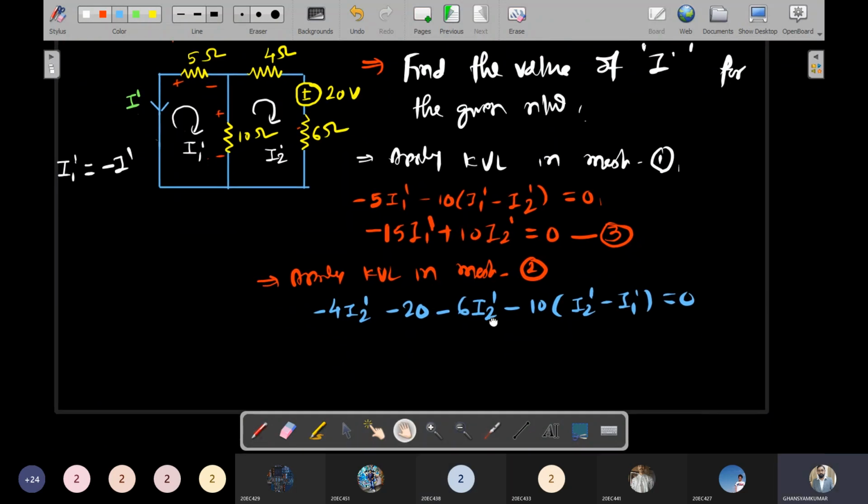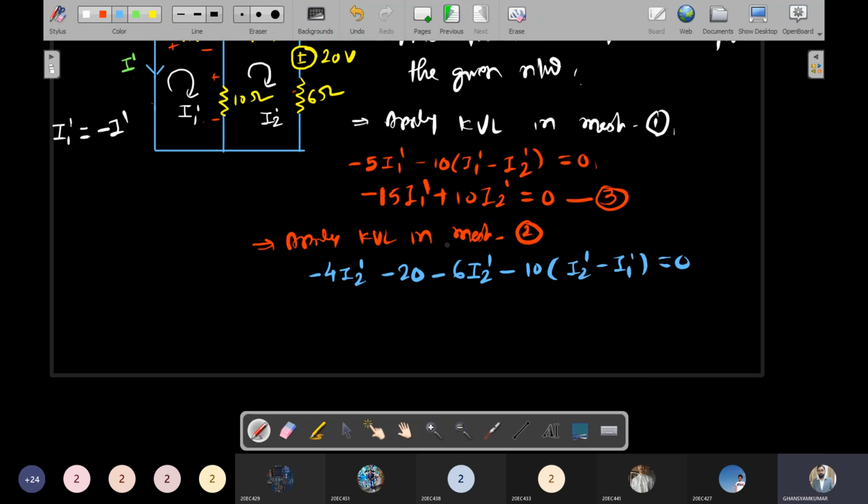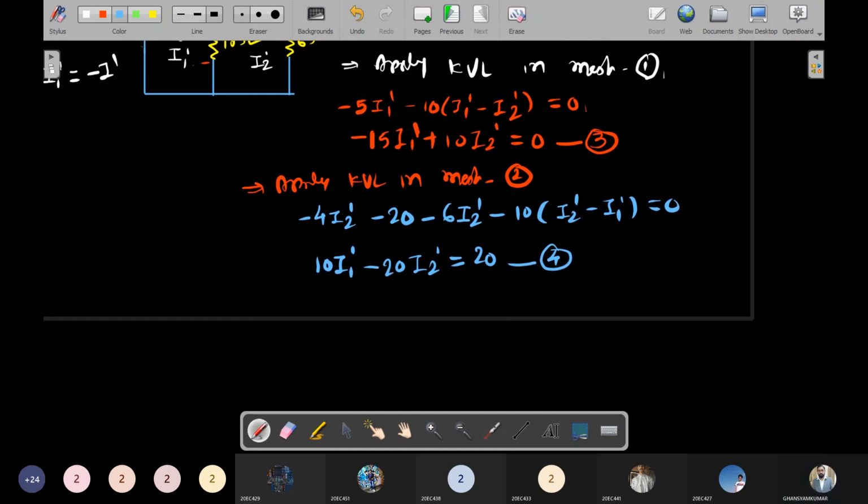Now you just simplify this one also. So what we will get? You see over here it is minus 10 and it goes inside, then it will be plus 10 I1 dash. Then for I2 dash, it will be minus 4, minus 6 and minus 10. So it will be minus 20 I2 dash equal to this minus 20 going this side. So you'll say 20, and that is equation number 4. Now you solve equations 3 and 4.